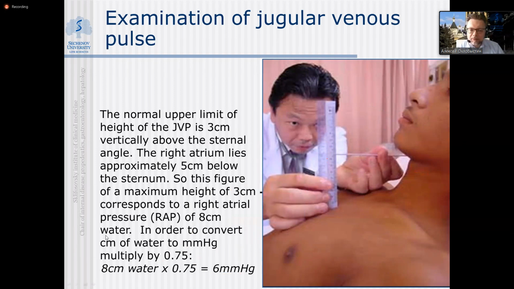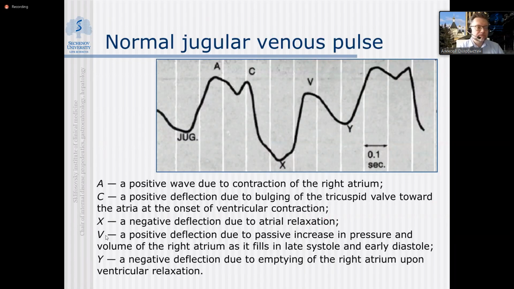Definitely, in that case, it will be much more than 3 centimeters, as shown here on that ruler. So the patient has an elevation of central venous pressure, and it means that there is some incompetence of the right ventricle, right ventricular failure. Good.